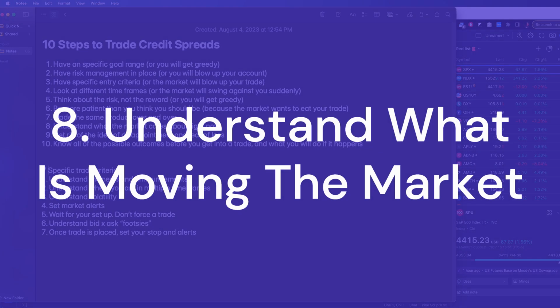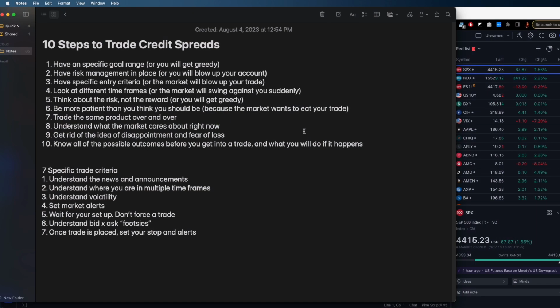Understand what the market cares about right now. What is moving the market at this particular time is interest rates, right? It's Jerome Powell. When Jerome Powell sneezes, the market moves 30 points. When the bond auction goes wild, the market drops 20 points, like I just showed you, right? Anything dealing with interest rates right now, the market cares about. Sometimes it's war in the Middle East. Sometimes it's the election. Sometimes it's whatever it is. Know what the thing is that's really moving the market.